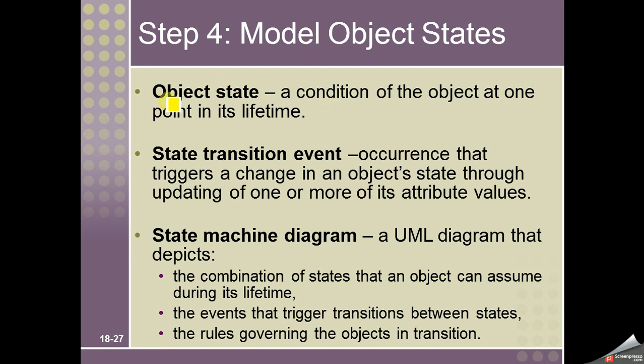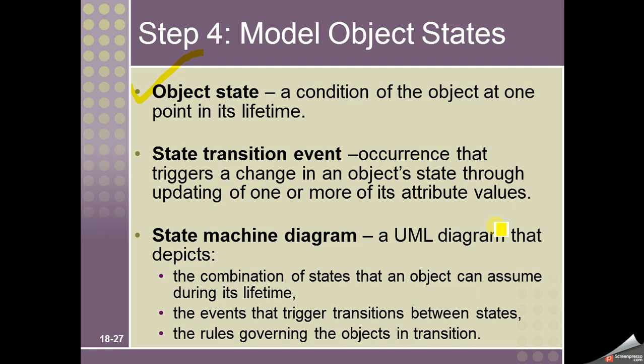Next, in modeling object states, what is an object state? It is a condition of the object at one point in its lifetime. Well, in any system we have many objects, and not necessarily every object, but some objects have different states, right? For example, if you are playing a game, then the game can be in the running state, or it can be in a pause state, or when all your chances are gone, it is in a finished state, right? So these are three states.